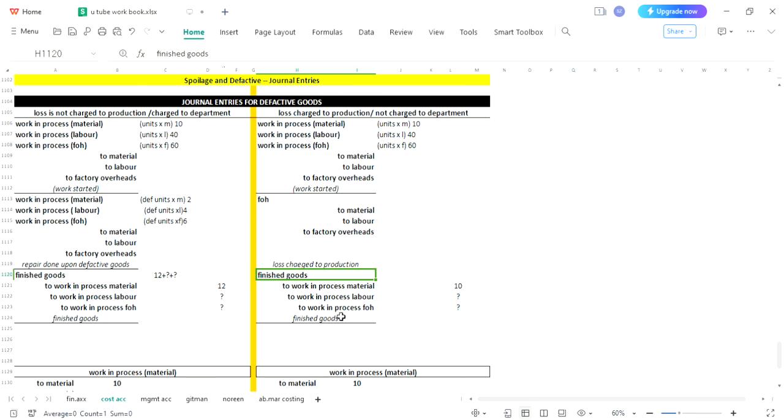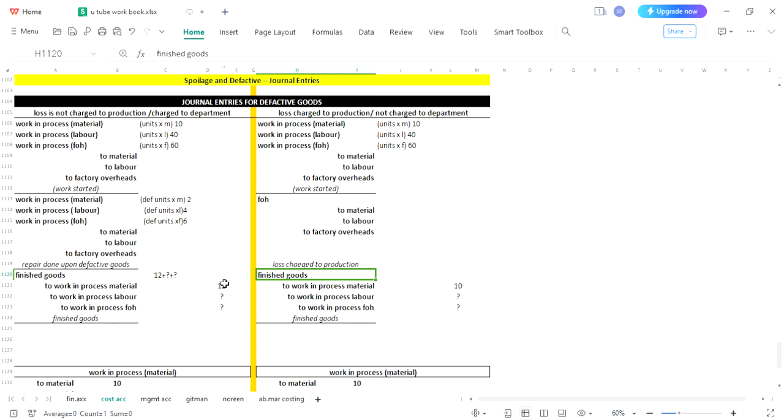The good thing is the first entry, whether loss is not charged or loss is charged to the production, is the same. The second entry is different. The third entry, when loss is charged and when loss is not charged, is similar. Only the difference would be the amount. When you complete your ledger for work in process material, the amount would be different. So that's all. So 6 total entries for defective goods, 6 total entries for spoiled goods. In this way, you can complete your question.